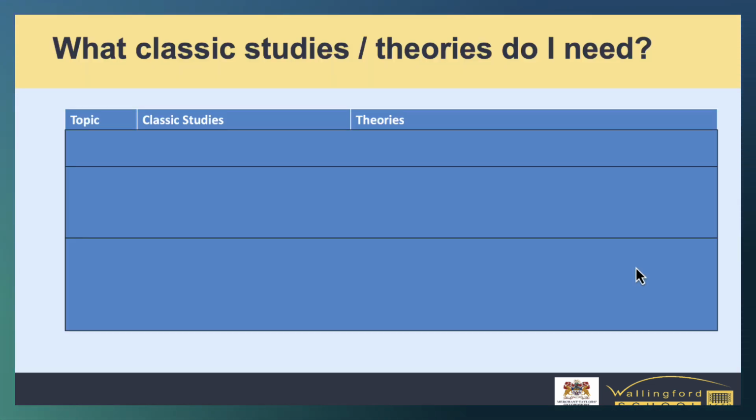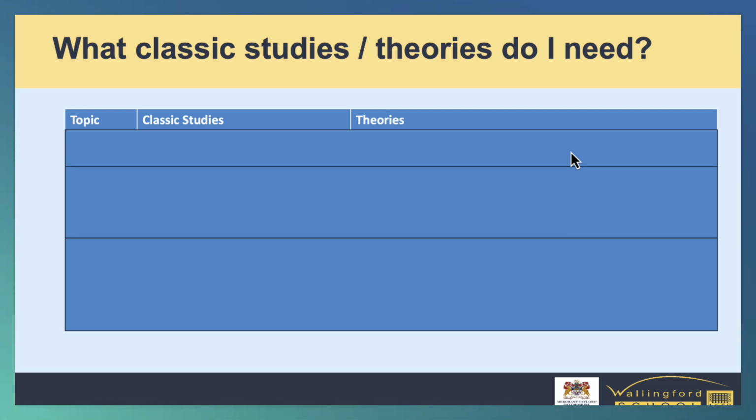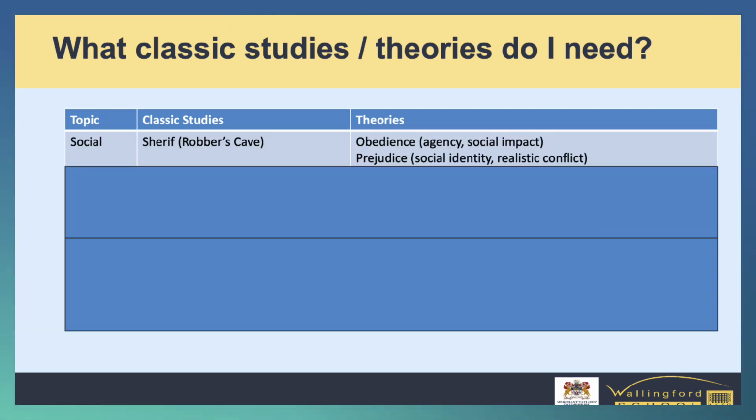So what classic studies or theories do you need to revise? Because this is Year 12 and you haven't done the learning approach, we're just going to focus on the first three. So we've got social, where you've got to learn Robbers Cave. You need to know that inside out and back to front, particularly the evaluation, which is a really good thing to focus on.